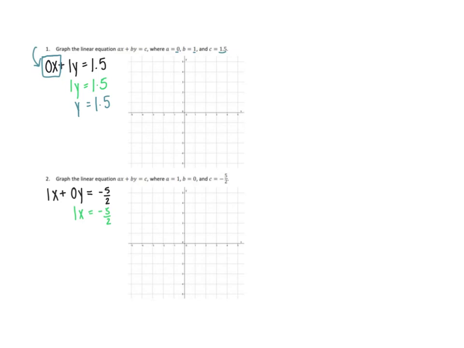Number 2, same thing, but now a equals 1, b equals 0, and c equals negative 5 over 2. So I wrote this out as 1x plus 0 y's, there's no y's, equals negative 5 over 2. This simplifies to 1x equals negative 5 over 2, or x equals negative 5 over 2. Now my suggestion to you is to turn this fraction into a decimal. It's going to be a lot easier for you to graph that, and then I want you to either just use what you know from this lesson and graph this, or you can create a table of values and graph this. It's up to you.